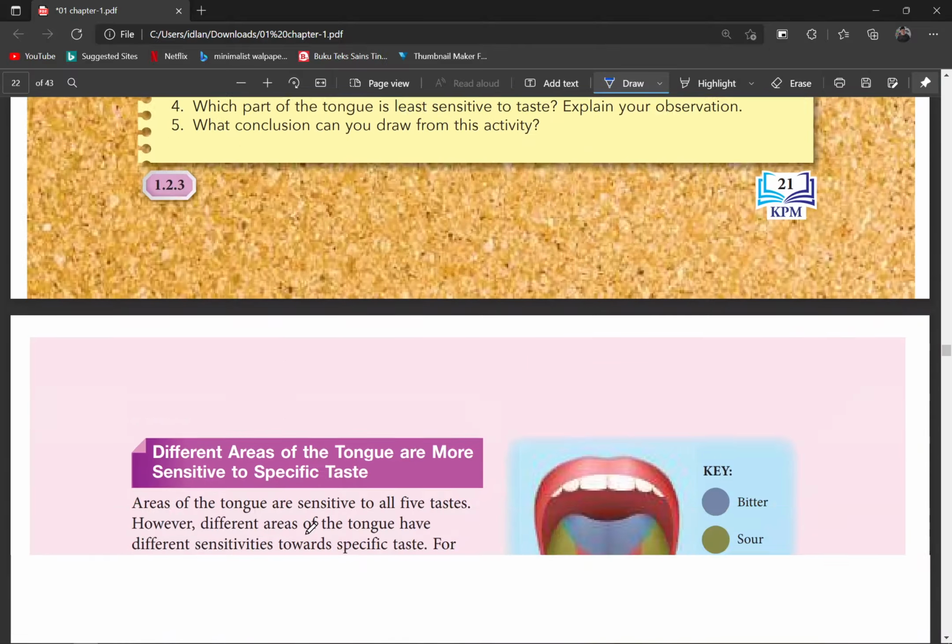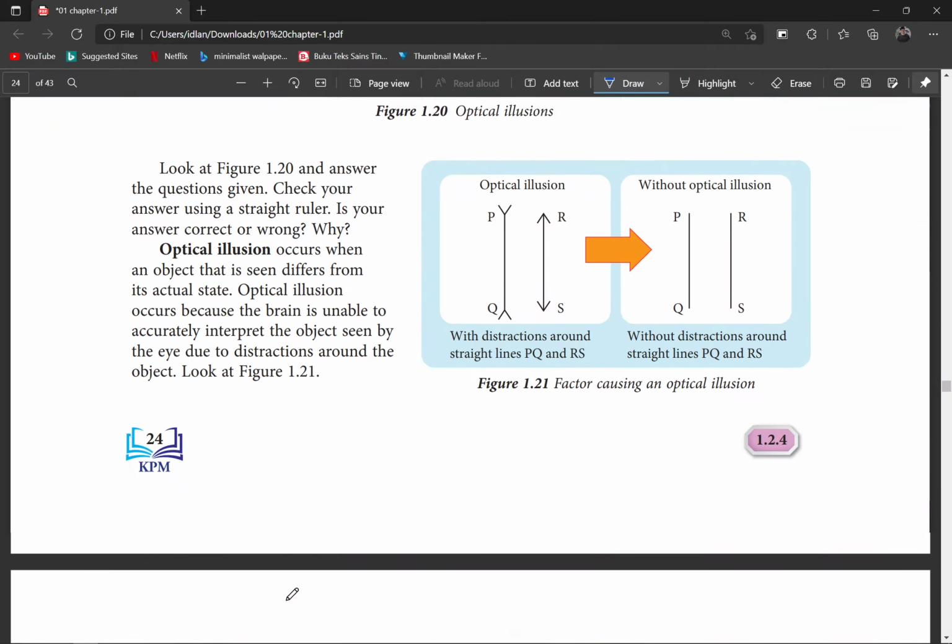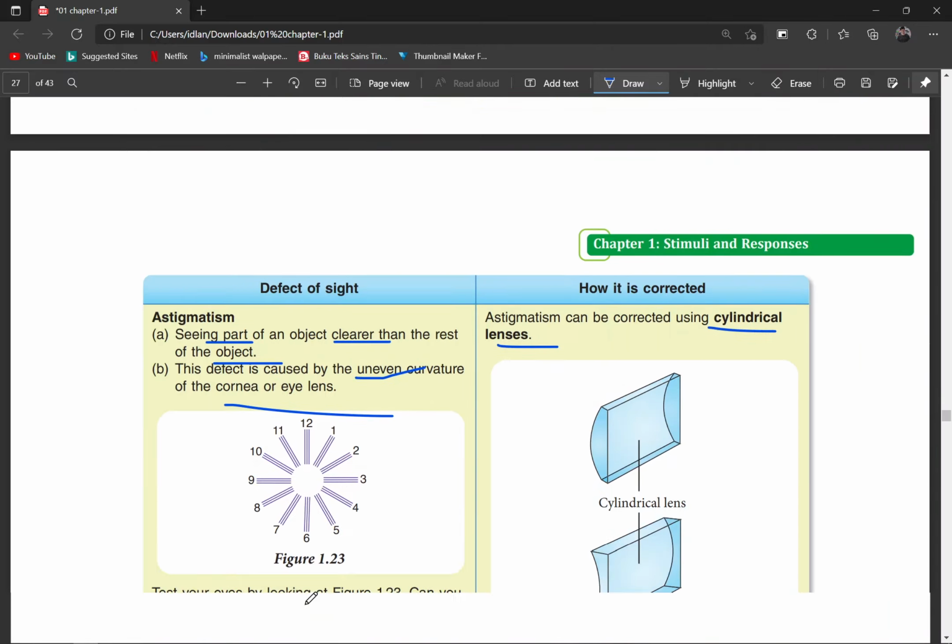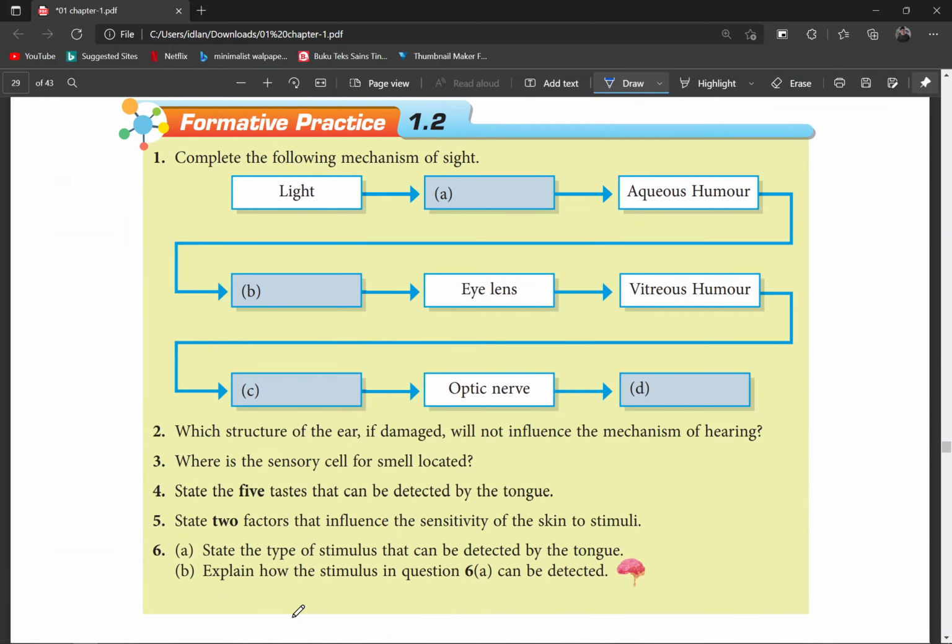We have learned this thing, but I will explain a little bit more, or just the bare minimum. Okay, light. Bila ada satu light, light tu dia masuk ke dalam kita punya retina, and then dia pergi aqueous humor. Sorry, dia pergi cornea. I think it's cornea.